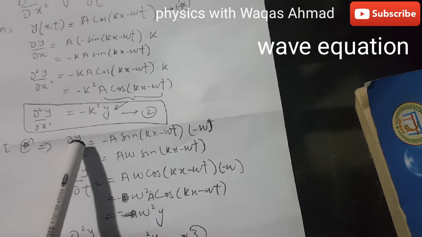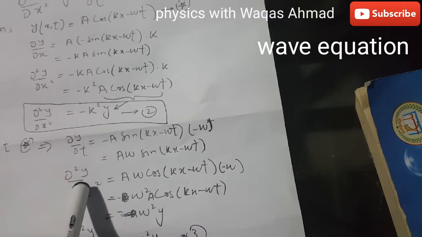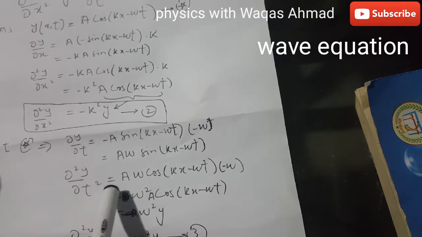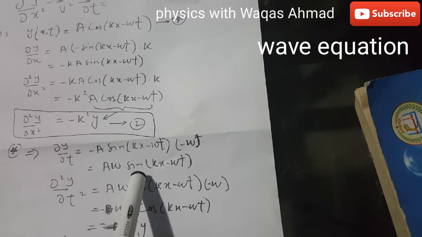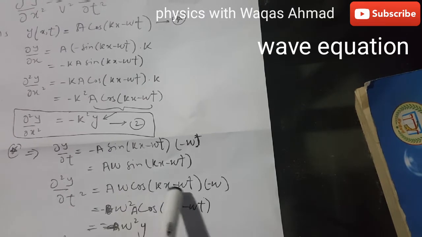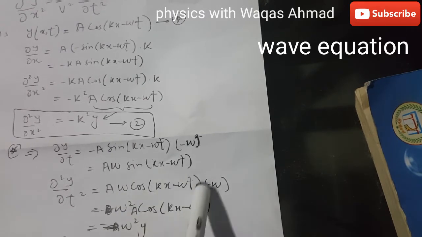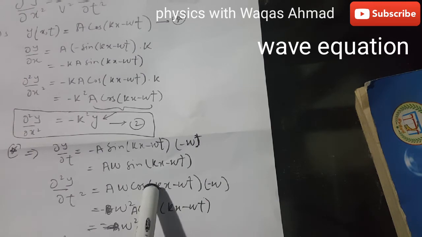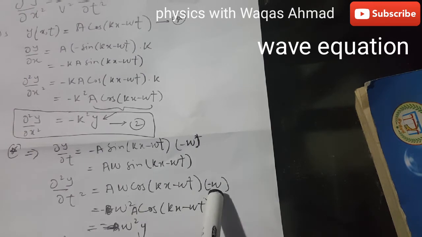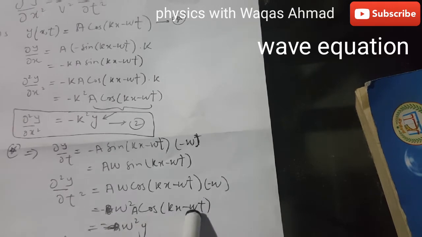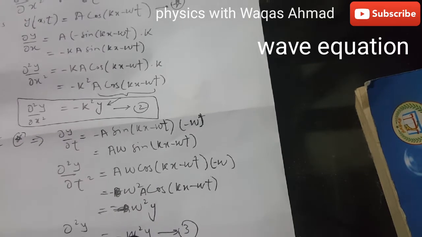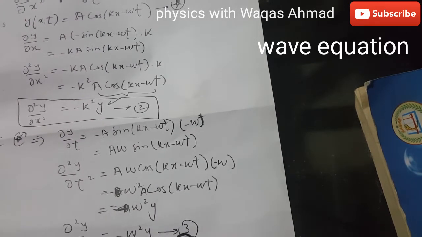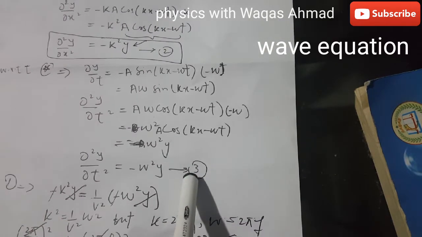Now by again differentiating with respect to t, it becomes ∂²y/∂t² = aω, and the derivative of sine is cos(kx - ωt), and the derivative of the inner function with respect to t becomes -ω. So it becomes -ω²a cos(kx - ωt), and we know that a cos(kx - ωt) is equal to y. So it becomes -ω²y. This is equation number 3.